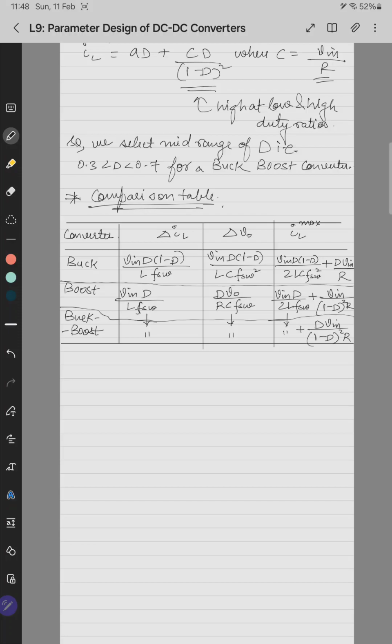In the next lecture we will see the discontinuous mode of operation and the analysis of these three converters in the discontinuous mode, starting with critical inductance calculation.